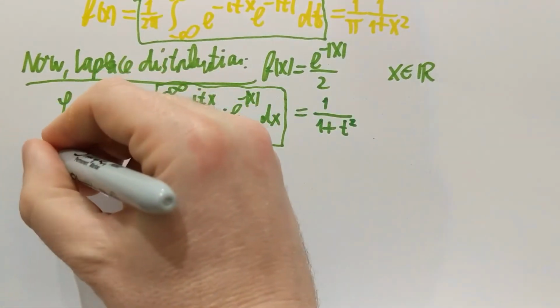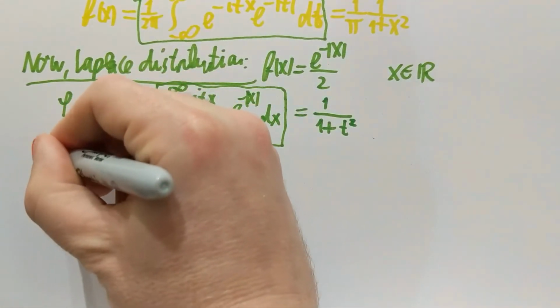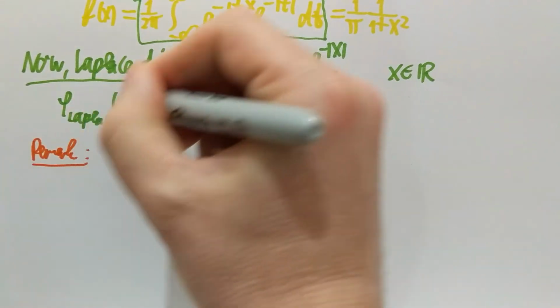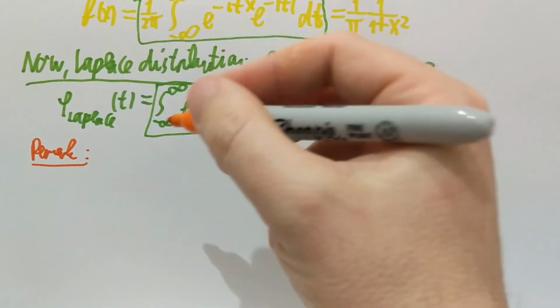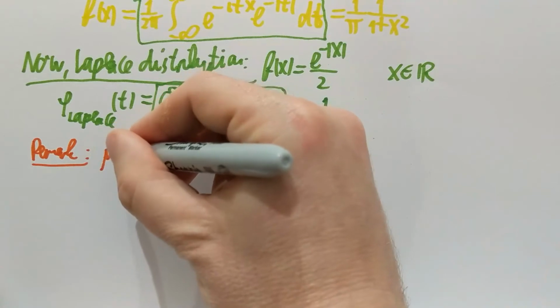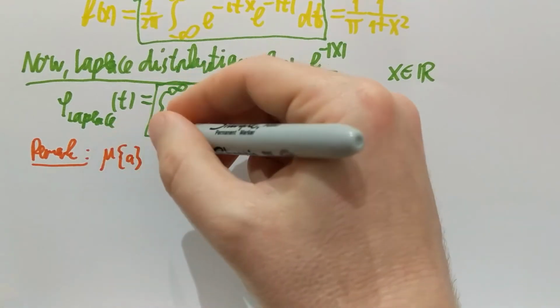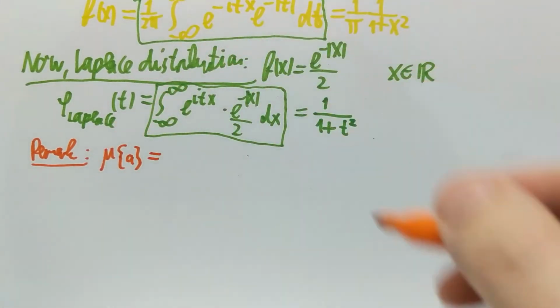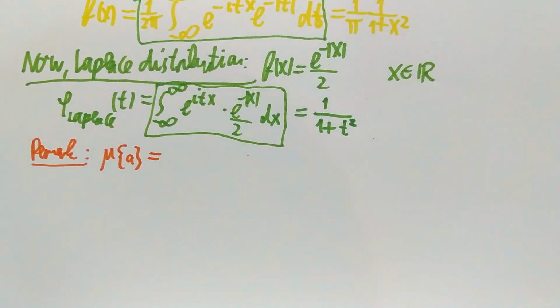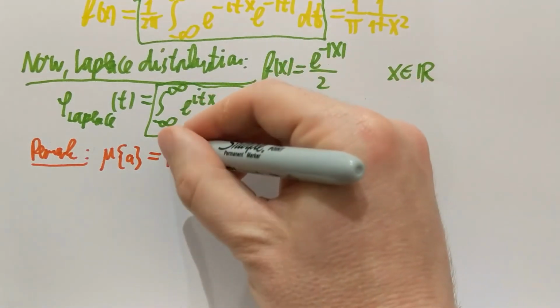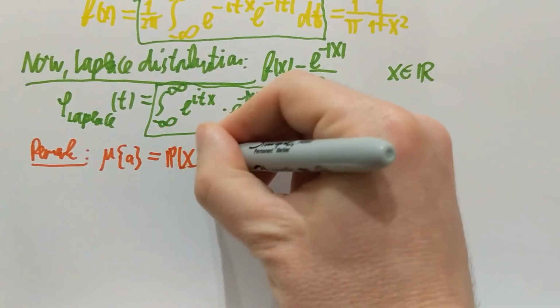And I'm not going to do that. Anybody interested in doing that, you can work out the details. If you want to find out mu of a only, suppose you are given a characteristic function, you want to find out the probability that x equals a. So that was just the probability that x equals a.